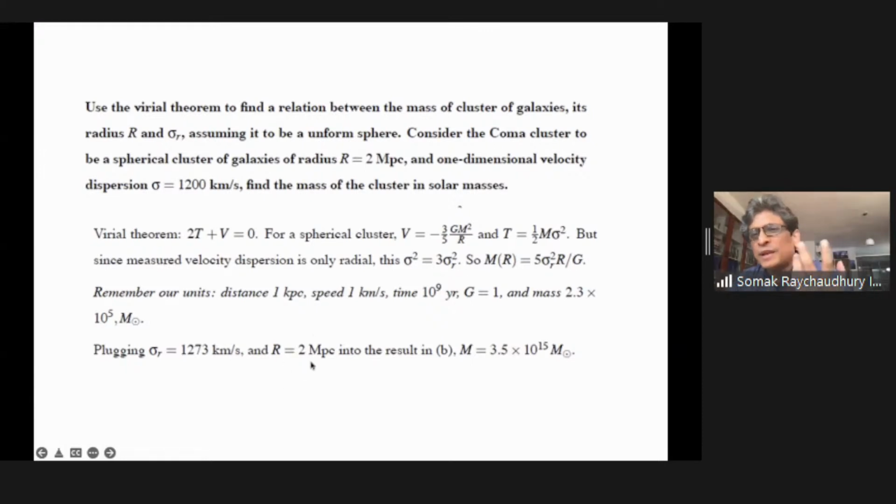Okay. So now if you take R of 2 megaparsecs, which I said is a rough radius of the cluster, and you take the measured sigma_r, the standard deviation of radial velocities in the Coma cluster, it turns out to be 1200 kilometers per second. You plug that in, and you get a number that is 3.5 times 10 to the 15 times the mass of the Sun. If you compare that with the total mass of the galaxies that you see, by scaling with the mass of the Sun, that's about 100 times more. And this is what vindicates Zwicky's theory.